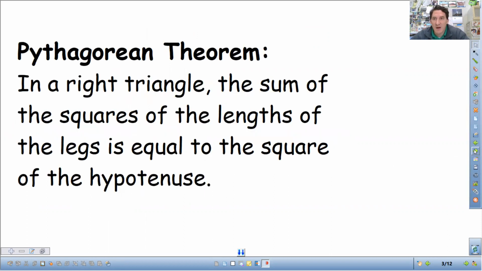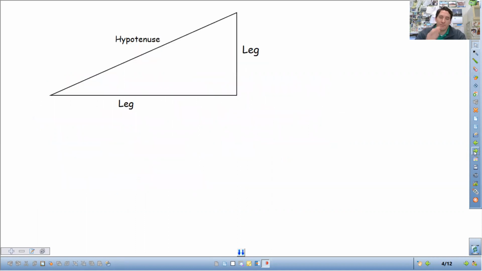So first of all, Pythagorean Theorem in words. In a right triangle, the sum of the squares of the lengths of the legs is equal to the square of the hypotenuse. To understand what all this means, we need to know some things about right triangles. First of all, Pythagorean theorem works only for right triangles. That's what we're going to be doing today. You use the Pythagorean theorem to find the missing side lengths of a right triangle. A right triangle is a triangle that has a right angle.